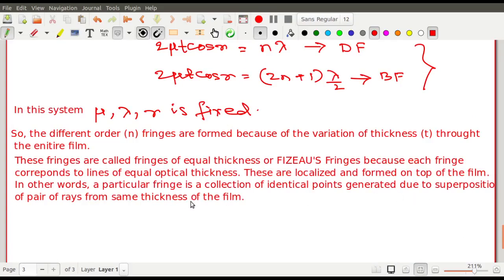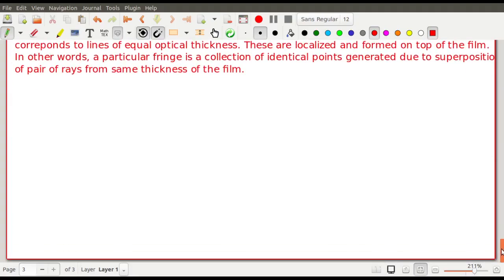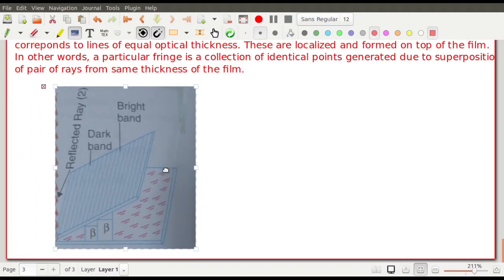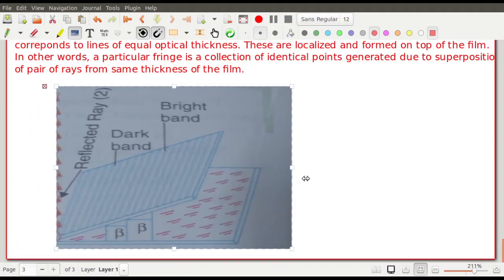Here where is the pair of rays coming from? From the same thickness of the film. So I hope that you are getting the situation. You must have understood what I actually want to say. So that is all about the things that I want to discuss with you: the superposition of the pair of rays from the same thickness of the film. Let me draw the diagram of it. So I am drawing the diagram. So this one is the diagram of this particular structure.